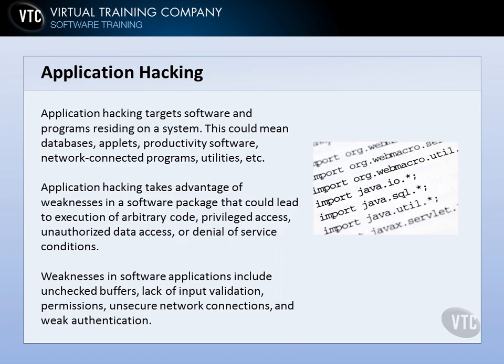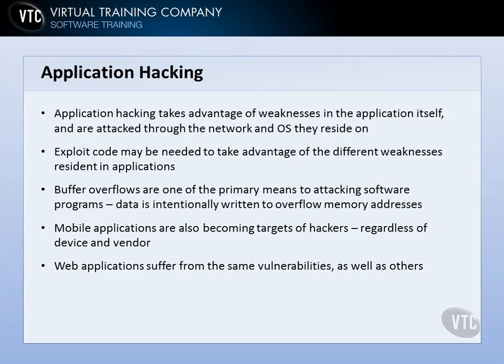Now, these weaknesses in the software applications, things like I mentioned, include unchecked buffers, lack of input validation, maybe even weak permissions or unsecure network connections. Maybe the application is using something like FTP or Telnet, for example. And weak authentication, weak password authentication possibly might be an issue. So in some cases, it might be weaknesses in the applications themselves, but in other cases, it might be weaknesses in the environment that the application sits on. And maybe the application is not prepared to deal with some of the things that it expects the OS or the network to protect it from.